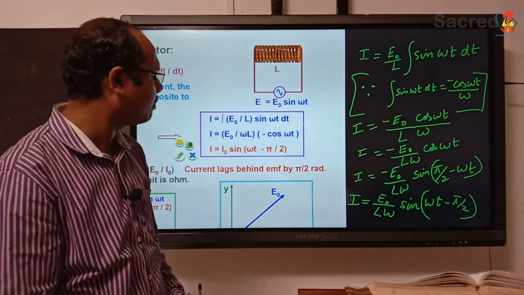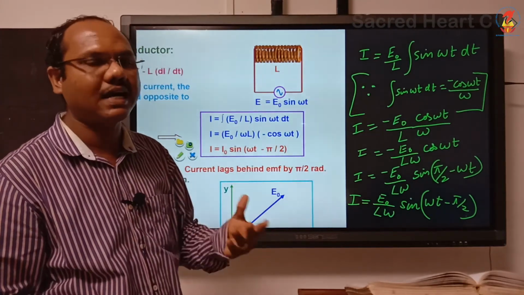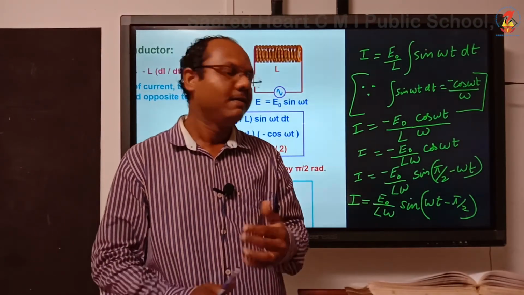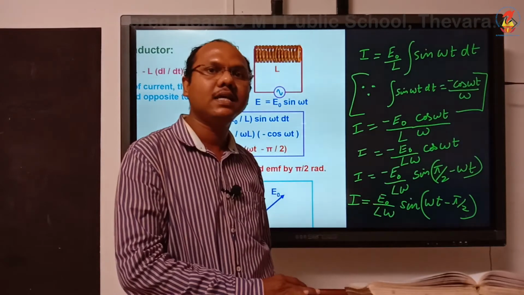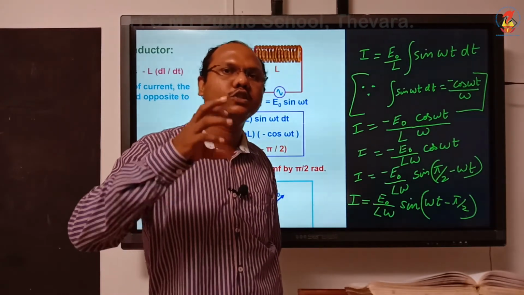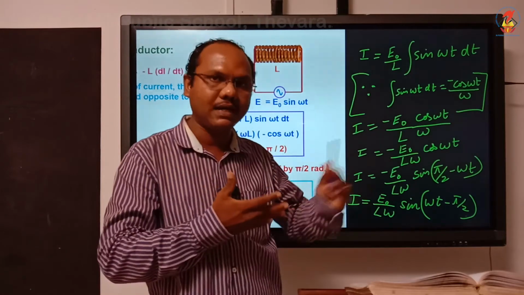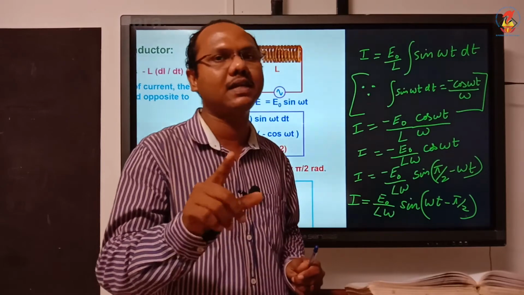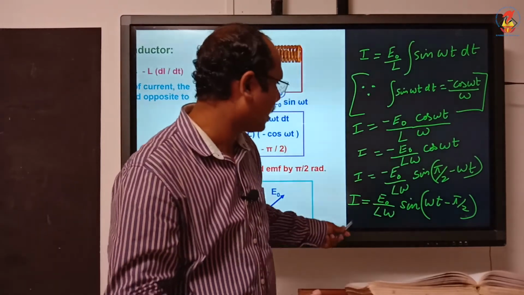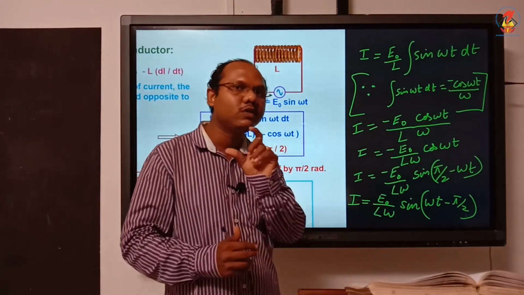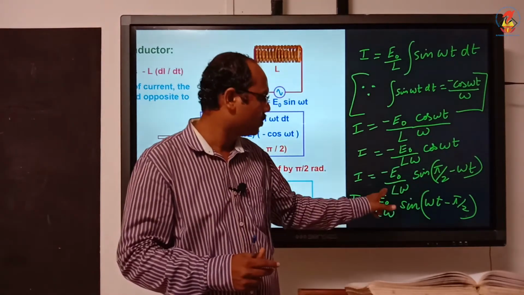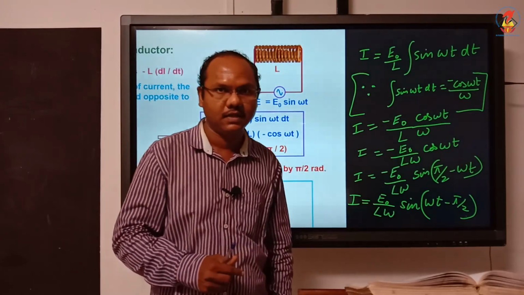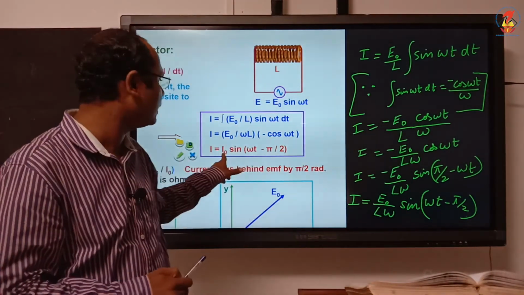Okay, so remember E0 by L omega is I0 because you already know current is equal to voltage by resistance. This L omega is actually the opposition shown by the inductor, that is equivalent to resistance. I can't say resistance because resistance is the property of the resistor. So I will just use the word opposition. So E0 voltage by opposition will give you the current. That is why I told E0 by L omega is I0.